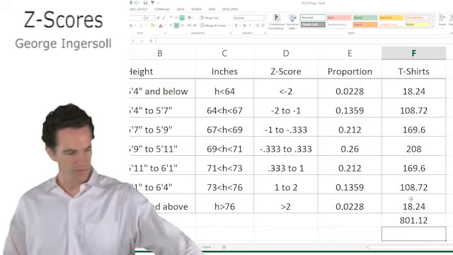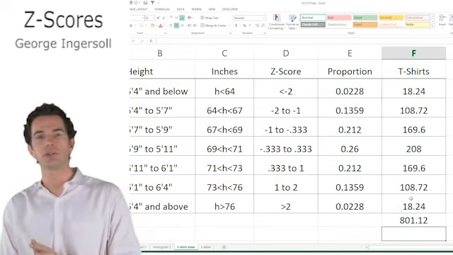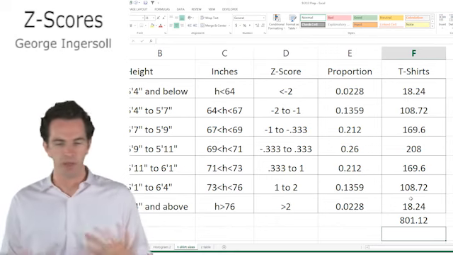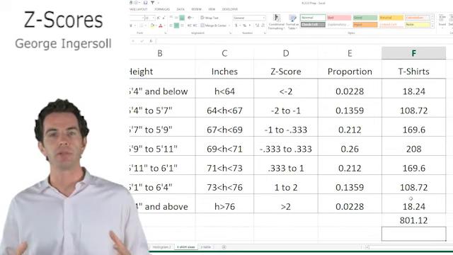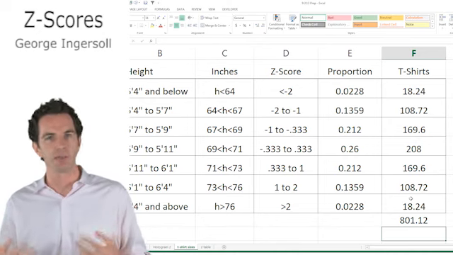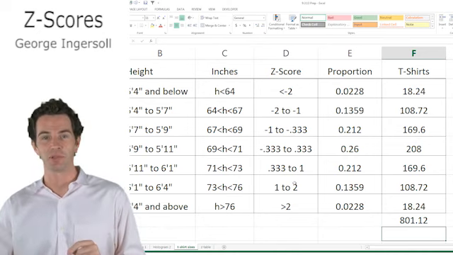All right, in the next video, we're going to talk about more z-score examples, more instances where we're dealing with normal distribution, and things are going to get a little bit more complicated. Thanks for bearing with me through this long example.